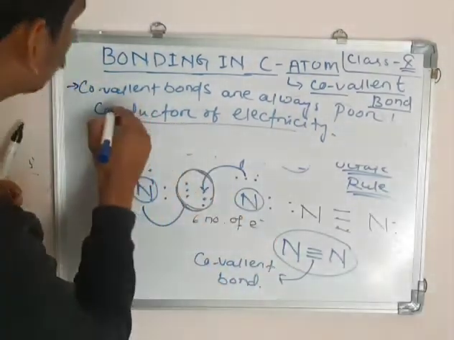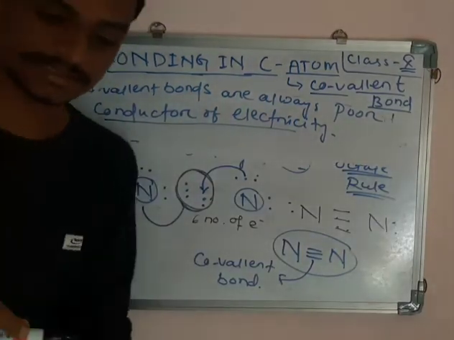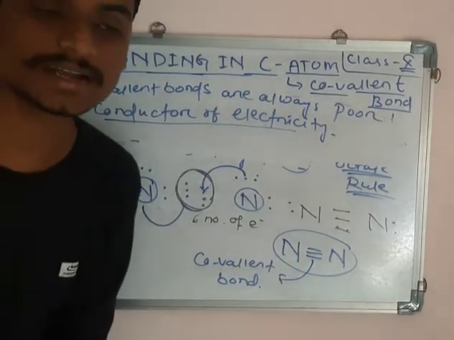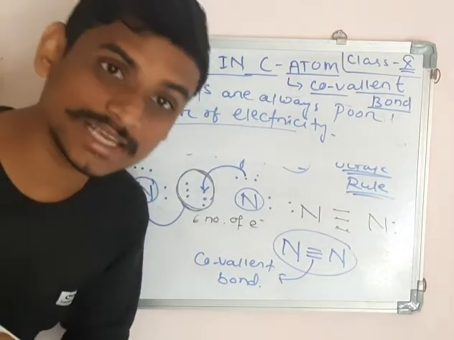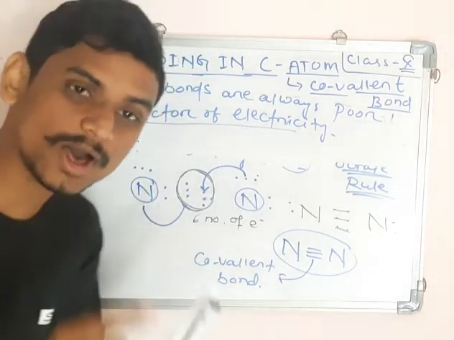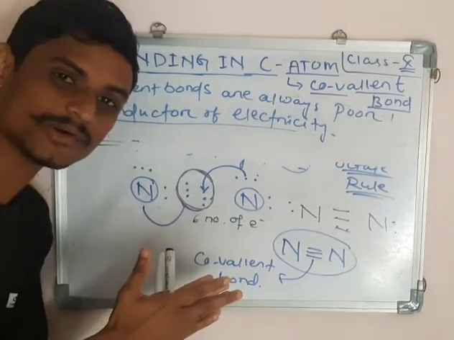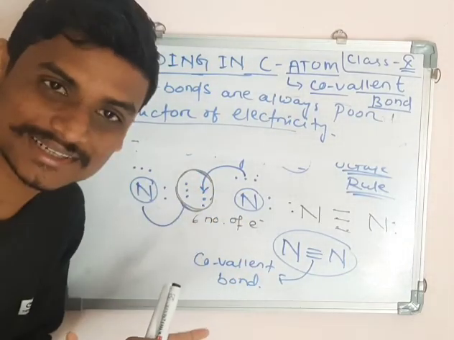That's why the covalent bonding is always what? Poor conductor of electricity. That means the compound formed due to the covalent bonding is a poor conductor of electricity.